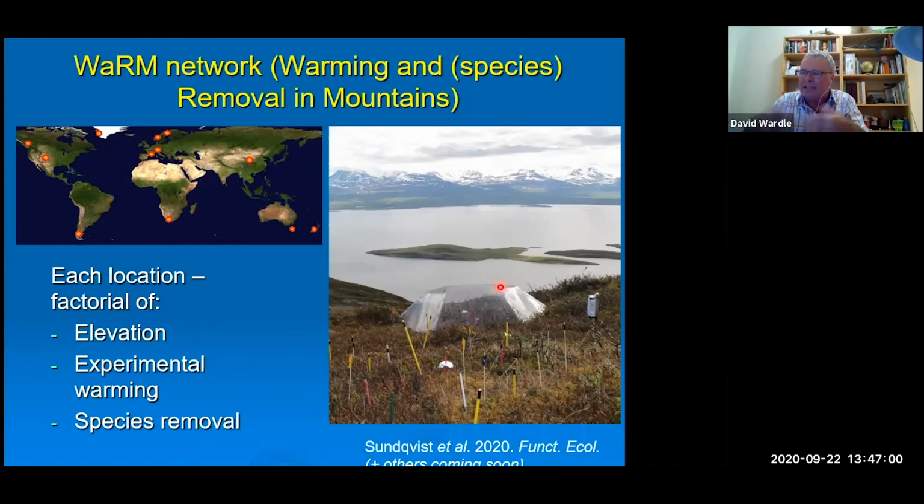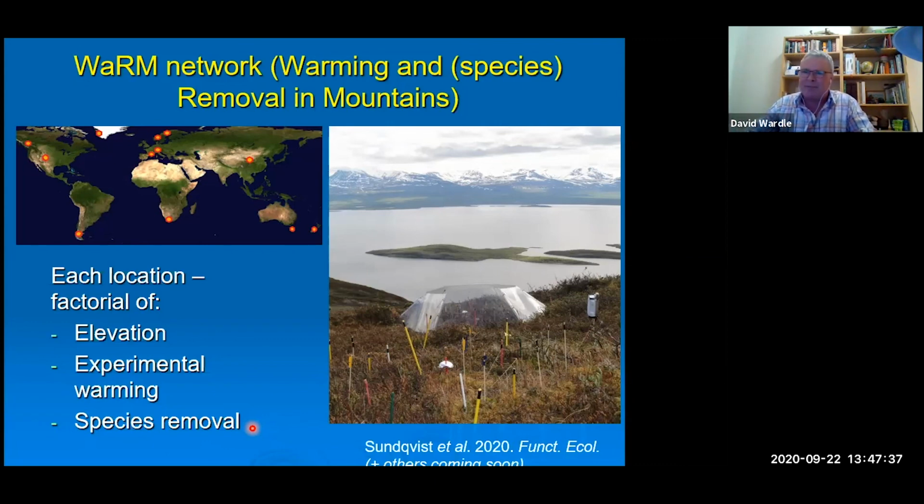As I mentioned before, mini greenhouses that warm the ground up by about 2 or 3 degrees. And we also factor this with removal of dominant plant species, so we can look at the interactive effects of the vegetation and warming. What we're interested in is how these interactions affect carbon exchange between the plant community and CO2 in the atmosphere. In other words, how carbon exchange is affected both by warming and dominant vegetation and their interaction. This is early days yet, but hopefully if I'm giving a seminar in 3 years' time, we'll have a bigger story to tell about this.